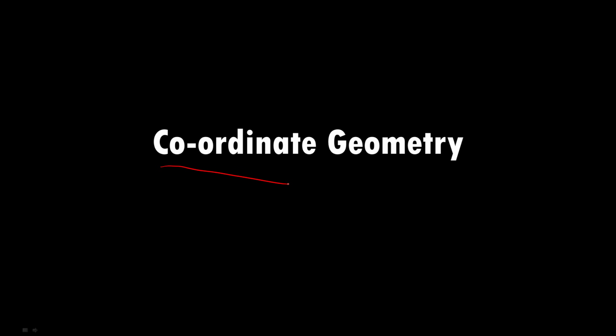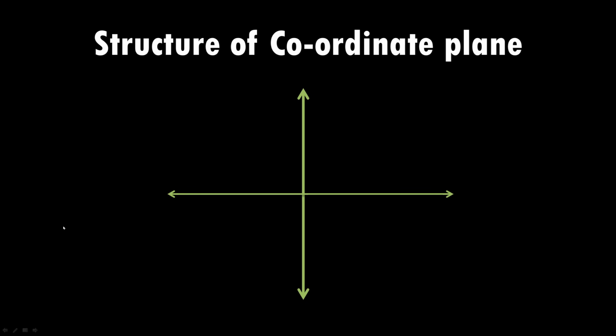Today we are going to see about coordinate geometry. It is basically maths with visualization. So we are going to see two things, more than two things. So what does a coordinate plane look like?